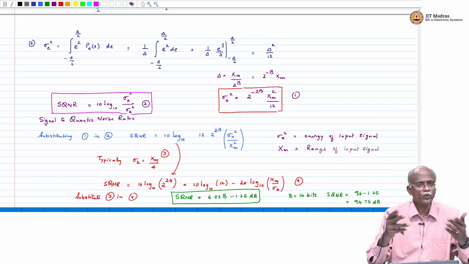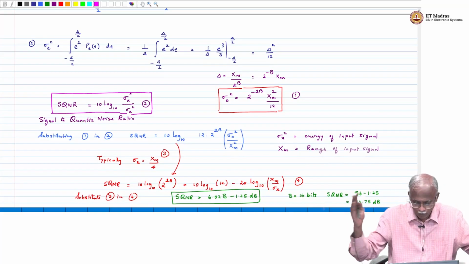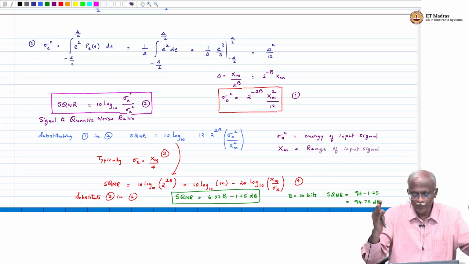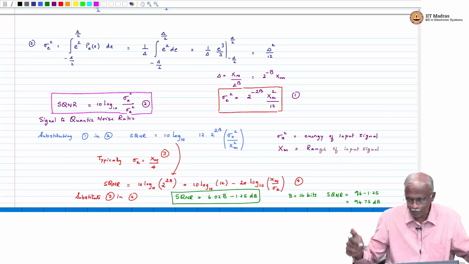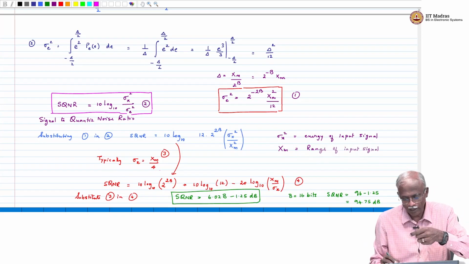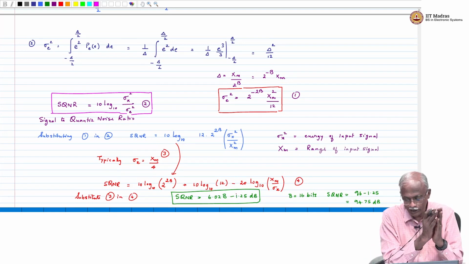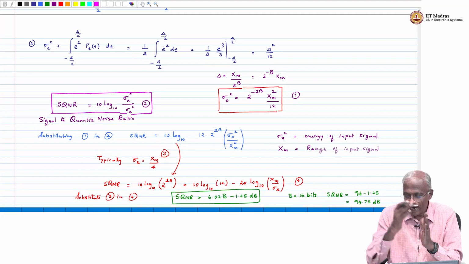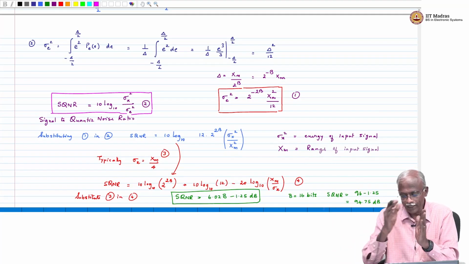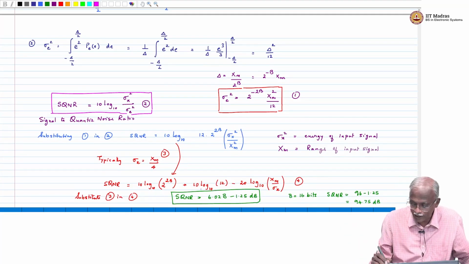If you take xm by 2, there is a chance that you will run into clipping. So to be on the safe side, you want to make sure that your signal is well within the peak value. And if you take sigma x equal to xm by 4, then you will find the relationship between signal to quantization noise ratio and the number of bits is given by SQNR equals 6.02b minus 1.25, this whole value in dB.